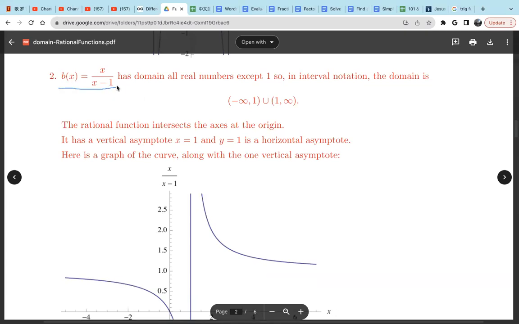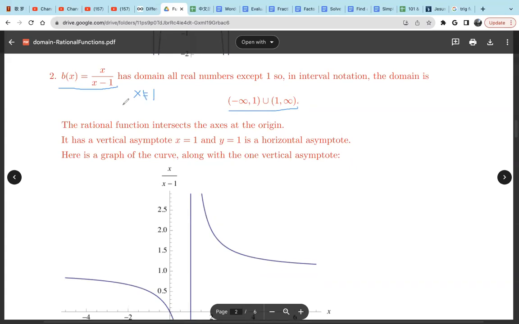This is the second function. B of x or f of x equals x over x minus 1. For the domain, obviously, x minus 1 cannot be 0. That means x cannot be 1. This function works for all real numbers except 1. So we write it in interval notation in this way.